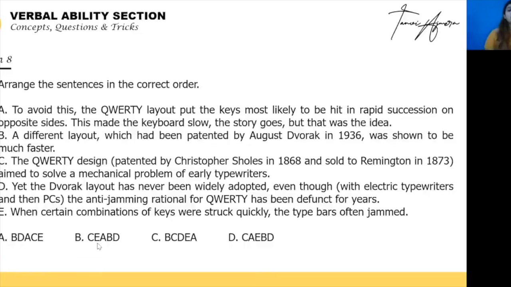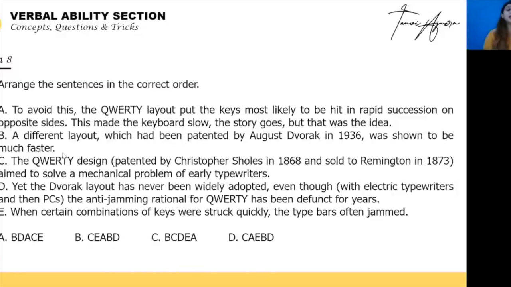Now, next, let's look at what the options out here are, CE and CA. So the QWERTY design, patented by Christopher Scholes in 1868 and sold to Remington in 1873, aimed to solve a mechanical problem of early typewriters. Then it says when certain combinations of keys were struck quickly, the type bars often jammed. So they've elaborated on that. To avoid this, okay, makes sense. Jamming, that is what you want to avoid. The QWERTY layout put the keys most likely to be hit in rapid succession on opposite sides. This made the keyboard slow, the story goes, but that was the idea.